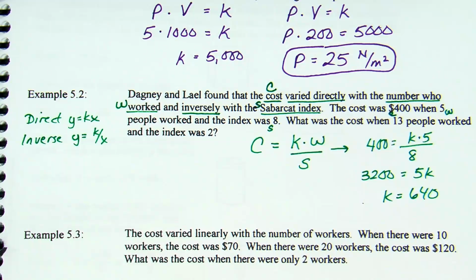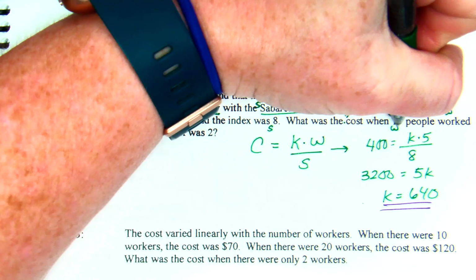Okay, when you did these types of problems as far back as Algebra 2 at least, they give you all the information so you can find the constant the first time through. And then the next time you work to find a missing piece of information. So now it says, what was the cost when 13 people worked and the index was 2?